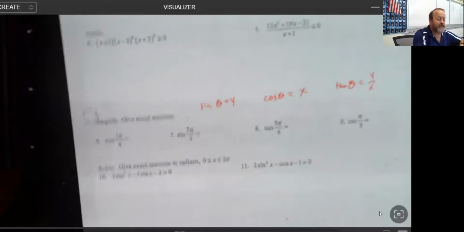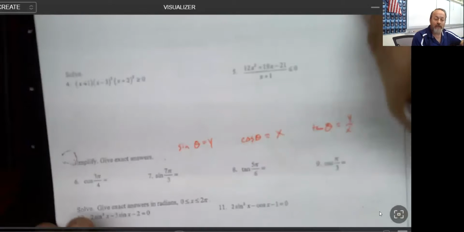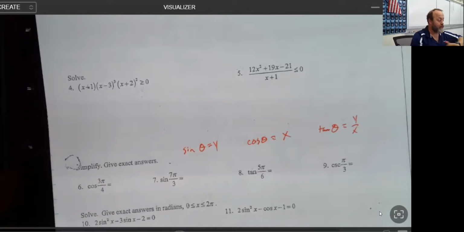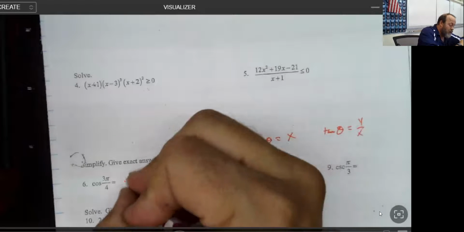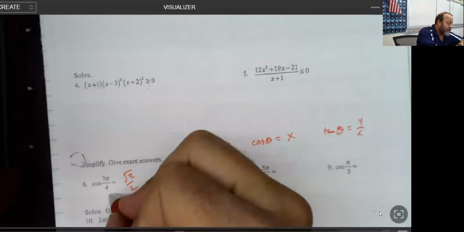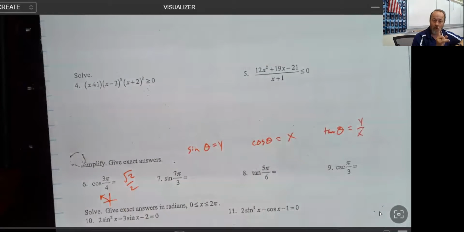So as we go through those values, I'm just going to think of the reference angle, and I know at pi over 4, the x and the y are both root 2 over 2. So I know that the cosine is going to be root 2 over 2. But 3 pi over 4 is in the second quadrant, and since it's to the left and the x value is negative to the left, that's going to make this value negative.